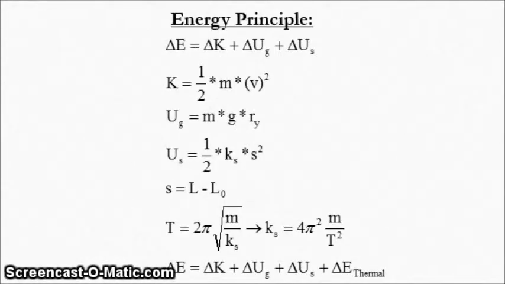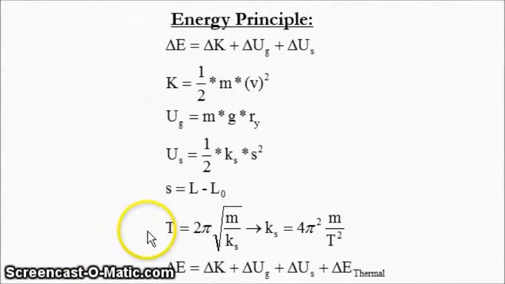While here on the energy principle, we have the total change of energy equals the change of kinetic energy plus the change of potential energies of the gravitational and the spring. Our equation for kinetic energy equals 1/2 mass times the velocity squared. Back to our potential energy is mass times gravitational constant in the y direction, and 1/2 times the spring constant times s squared, where s is the current length of the spring minus the relaxed length.